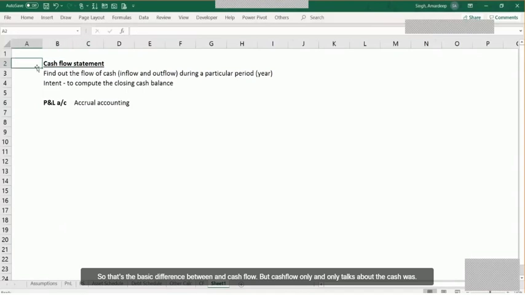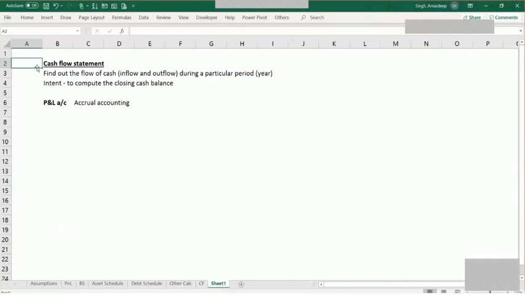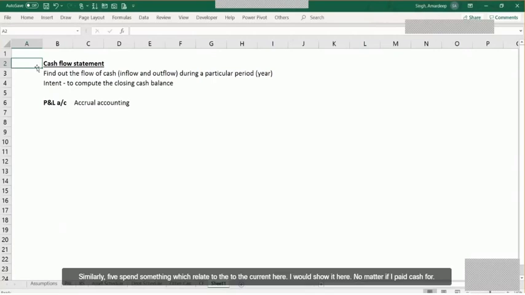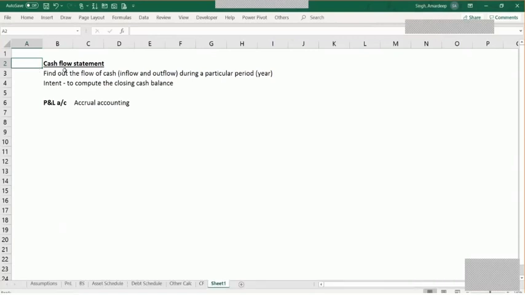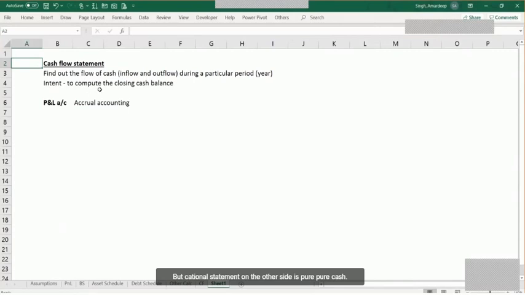Cash flow only and only talks about the cash position. Whatever cash transactions have happened in one particular year, we would try and figure that out in the cash flow statement. But the P&L talks about the period to which that particular item pertains. Meaning, if the sale is done in the current year, I'll take that in this particular year. Similarly, if I've spent something which relates to the current year, I would show it here no matter if I paid cash for it. But the cash flow statement, on the other side, is pure cash.